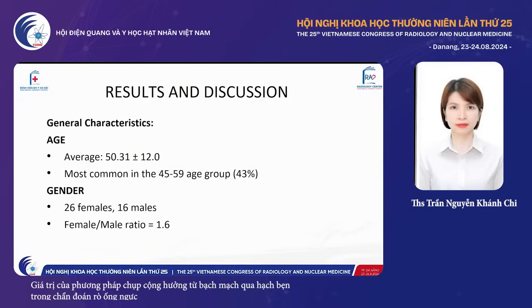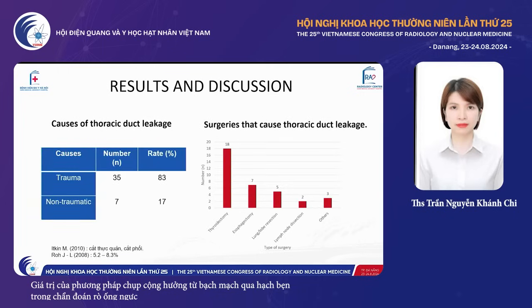About the results obtained. Regarding the general characteristics, the average age of the 42 patients is 15, and there are 26 females and 16 males. About the causes of thoracic duct leakage, 35 cases were due to trauma, with these patients having undergone surgery, and the remaining 7 patients had non-traumatic causes, primarily idiopathic. Among the types of surgery that led to thoracic duct leakage, half of the patients in this study underwent thyroidectomy, with 18 patients.